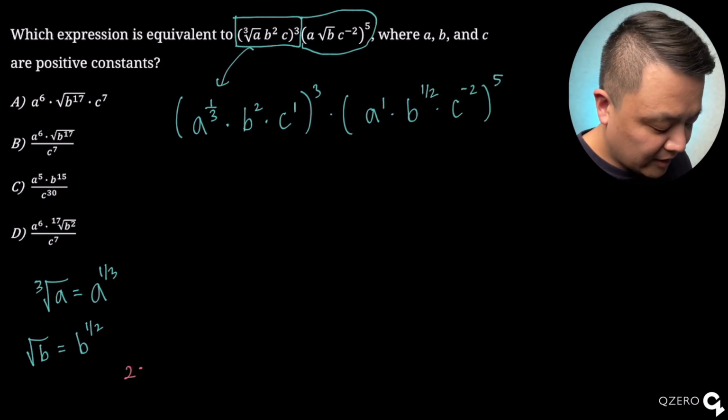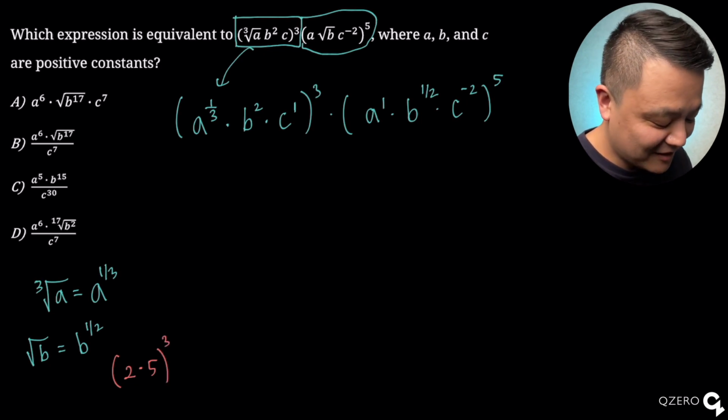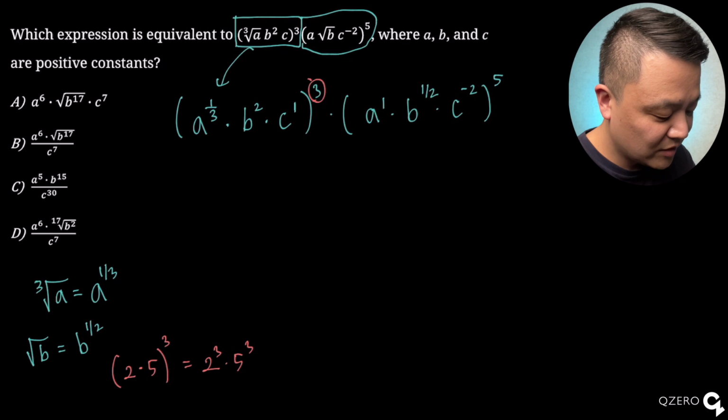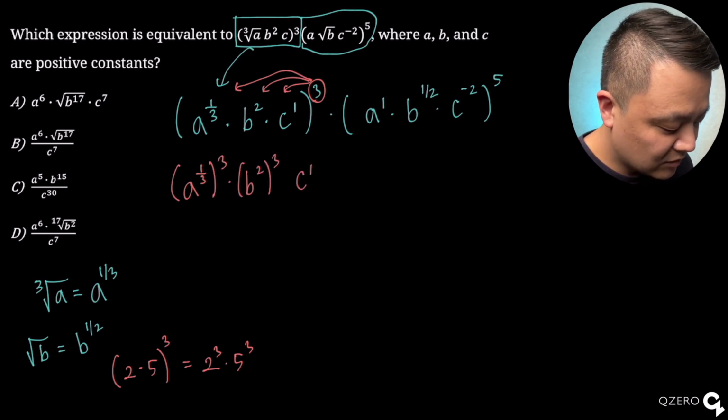Whenever you have a product of two numbers powered up by some power, you can distribute that power onto each factor within the parentheses. We can distribute that power 3 onto these three factors. Then you get a to the power of 1/3 to the power of 3, b to the 2 to the power of 3, and c to the 1 to the power of 3.